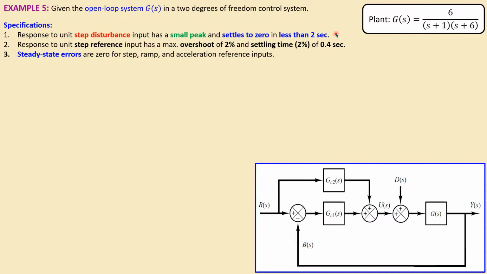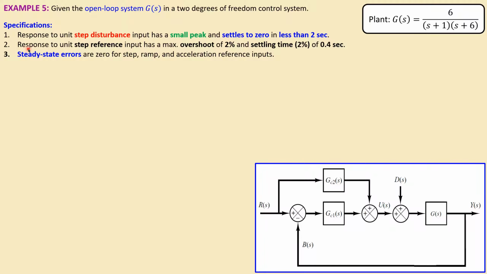And these are the specifications for this example. What we see is, again, the response to a unit step disturbance must have a small peak and also needs to settle to 0 in less than 2 seconds. Again, this is exactly the same as in the previous examples. We also see in the third specification that the steady state errors are 0 for step, ramp, and also the acceleration reference input, and this is also the same as we did in the previous examples in this 2 degrees of freedom control design.